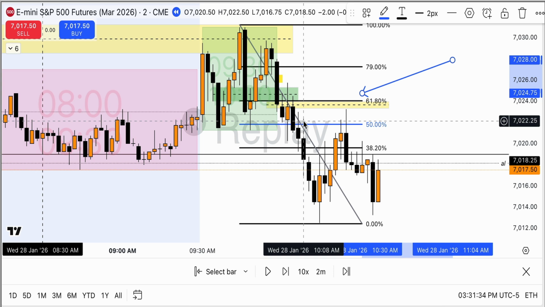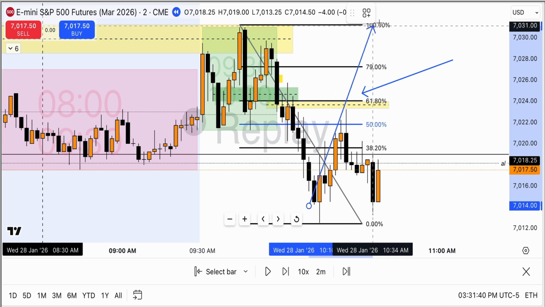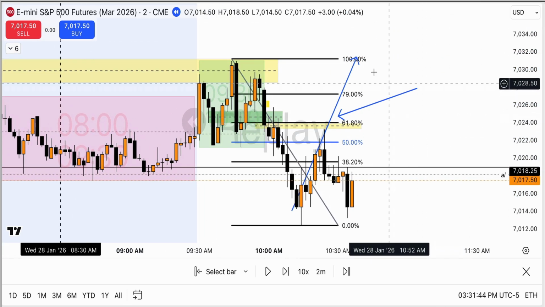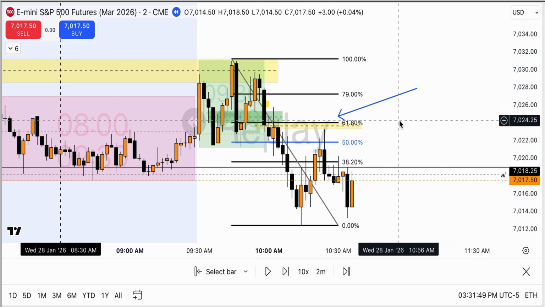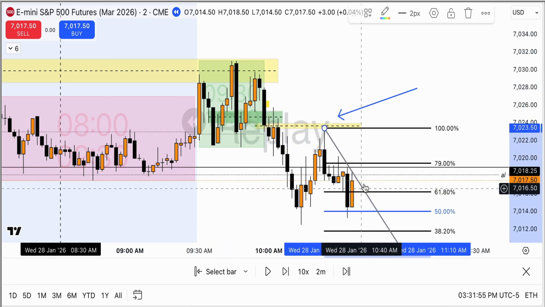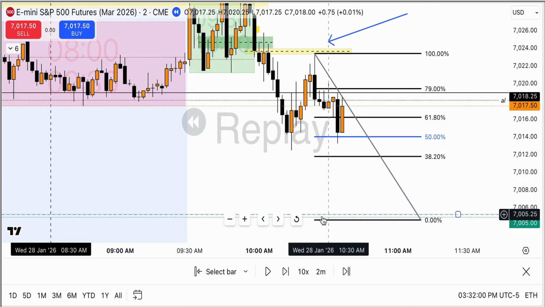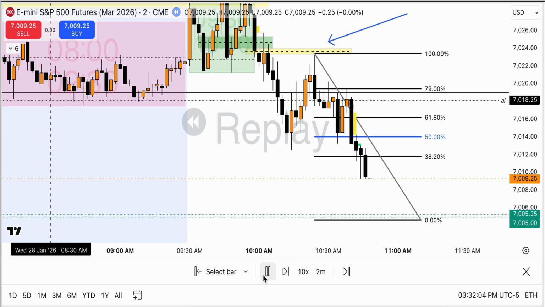The fair value gap must hold, right? So if price, for example, just does that and doesn't stop, then that's not a trade. That's nothing. So the fair value gap must hold. The final thing we're doing is projecting a measured move. That's where we want price to go, right? So let's play that.